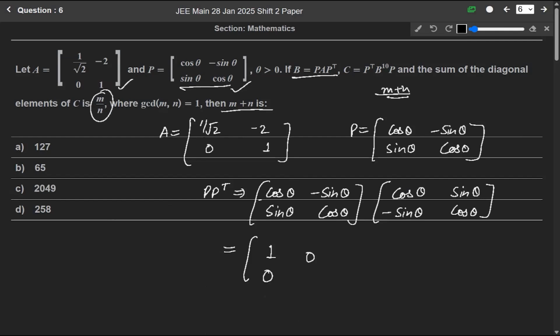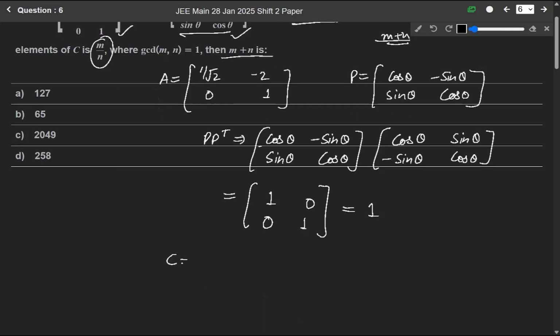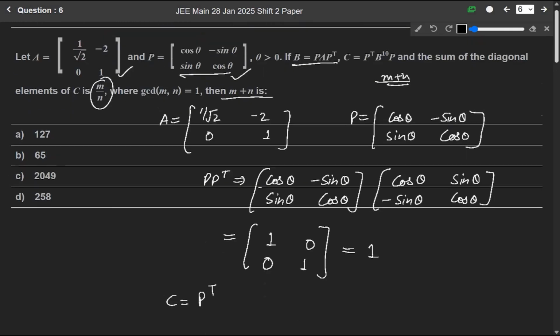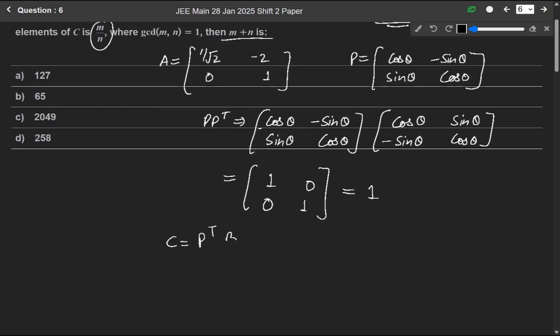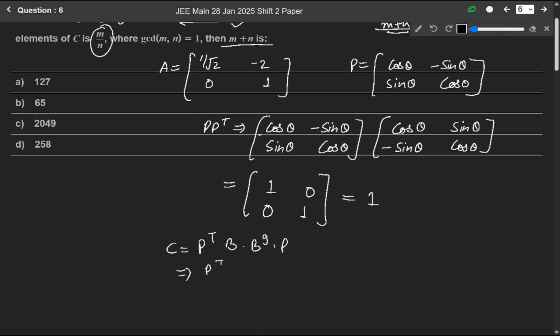This will become cos square theta plus sin square theta, it will be 1. So it will be 1 eventually, okay? And C is P transpose B10 into P. C is P transpose B10. B10, we can write as B into B9 into P. Okay, so we can write it as P transpose and B.